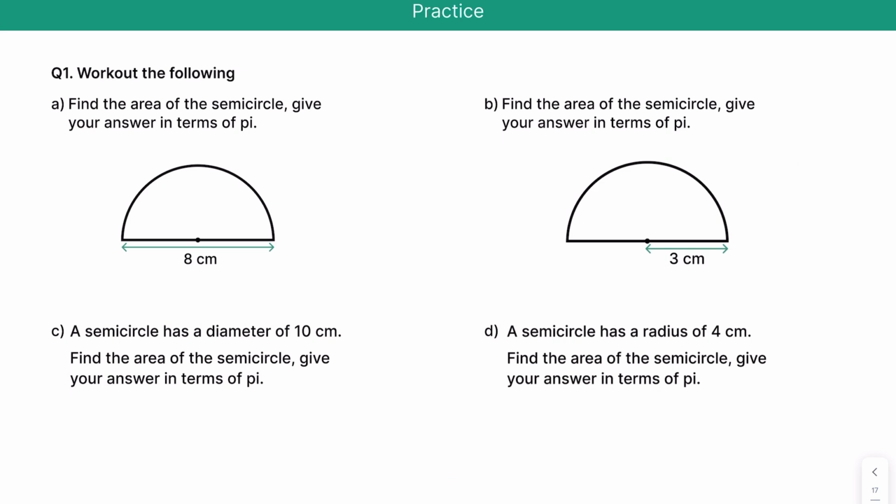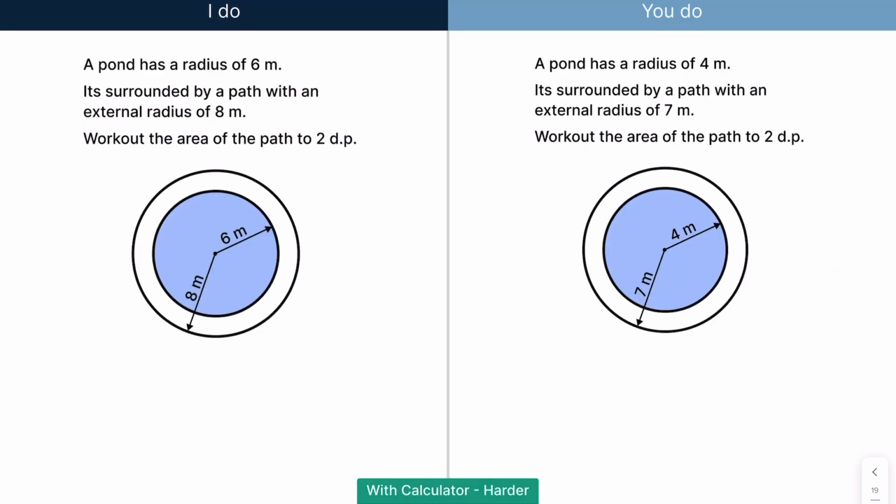So here's some practice questions. Press pause and have a go. Here are the answers. Mark your work. Now moving on, we are looking at hard questions with a calculator. So here we have a pond, and around the pond we have a path. So the pond is from here to here, and then around the pond we have this path here.